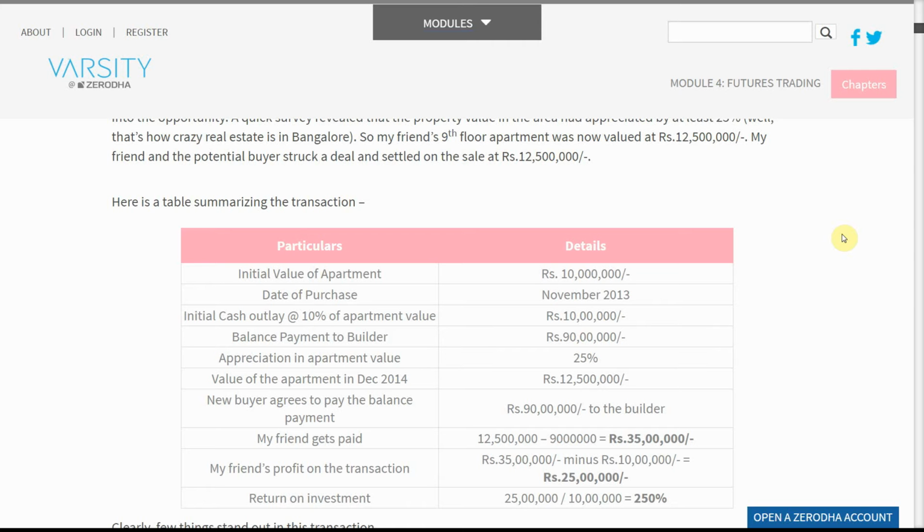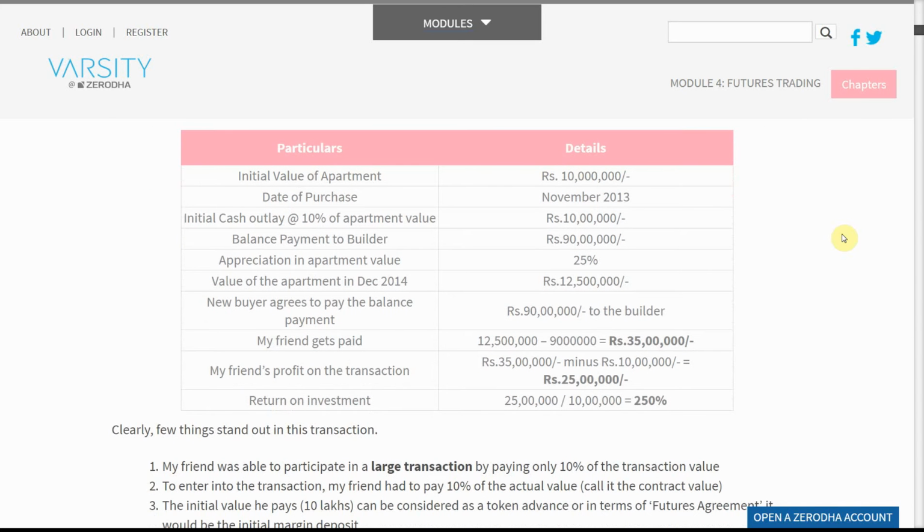Appreciation in apartment value: 25%. Value of the apartment in December 2014 is 12,500,000 rupees. The new buyer agrees to pay the balance payment of 90 lakh rupees to the builder. My friend gets paid 12,500,000 minus 9 million, which equals 35 lakh rupees.